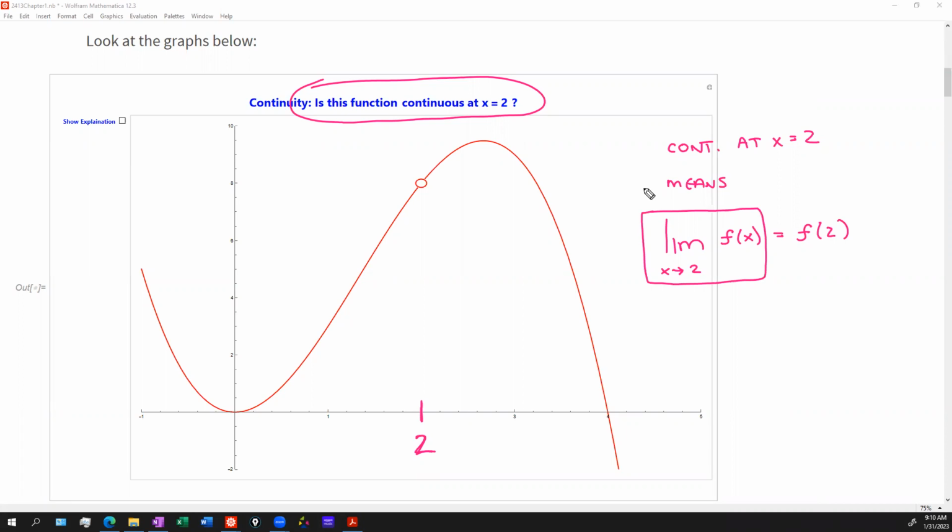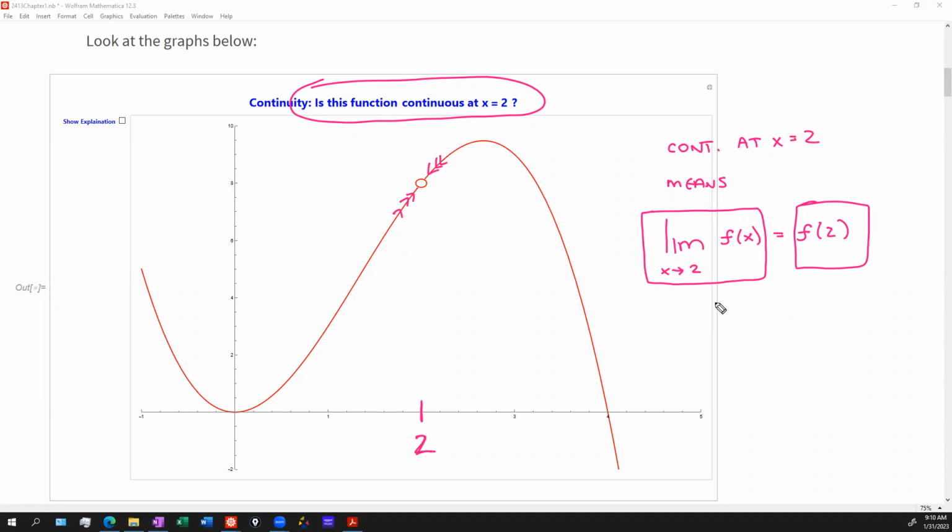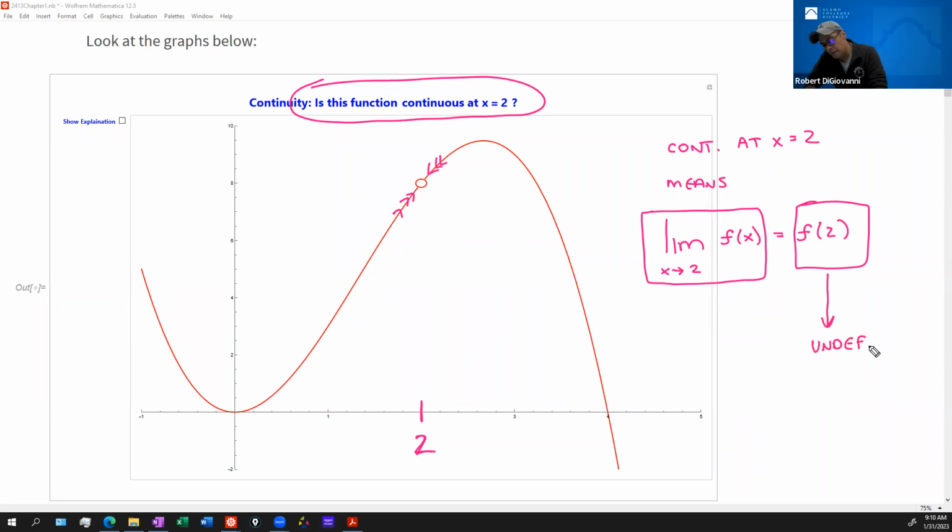Yes. Right? Because we're going in from the left side and the right side, we're going to the same point. So the left side's not a problem. We had the limit, that's fine. What we don't have is the other side, because what is f of 2? What is the value of the function at 2? Undefined, right?